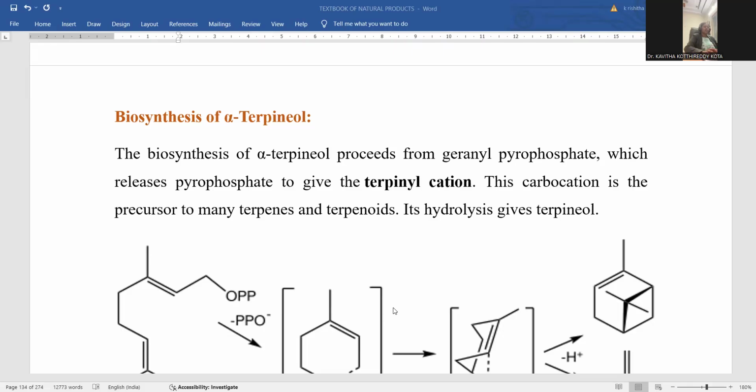Now we are going to conduct the session based on alpha terpineol. Alpha terpineol is a natural product. It is part of the terpenoid compounds. Alkaloids and terpenoids are naturally occurring compounds. This is the content retrieved from the textbook of natural products.